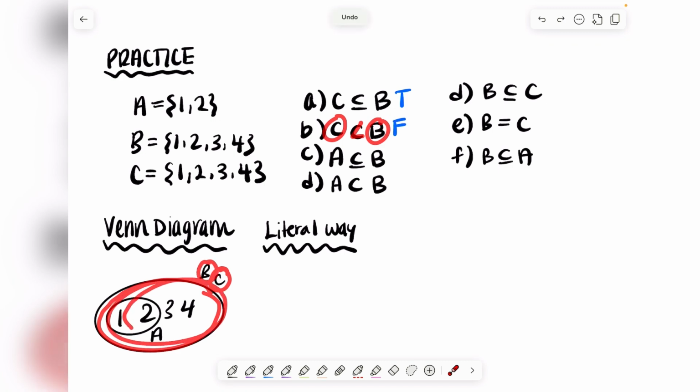They're the same. So this is false. If it was this, like it was over here, then it would be true, because the condition that C is equal to B would be true.